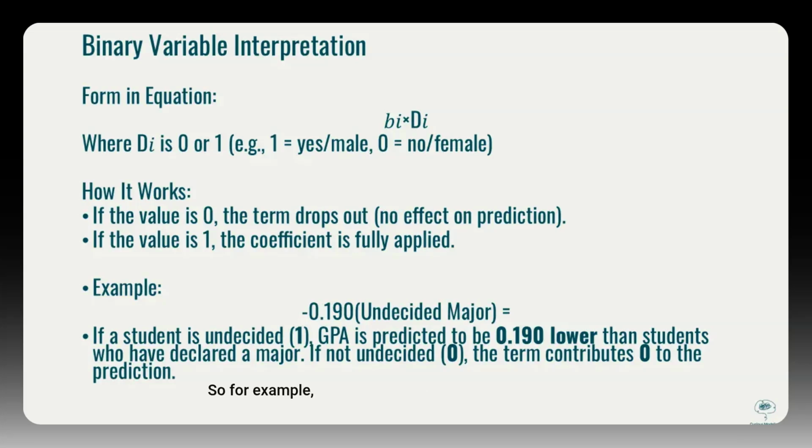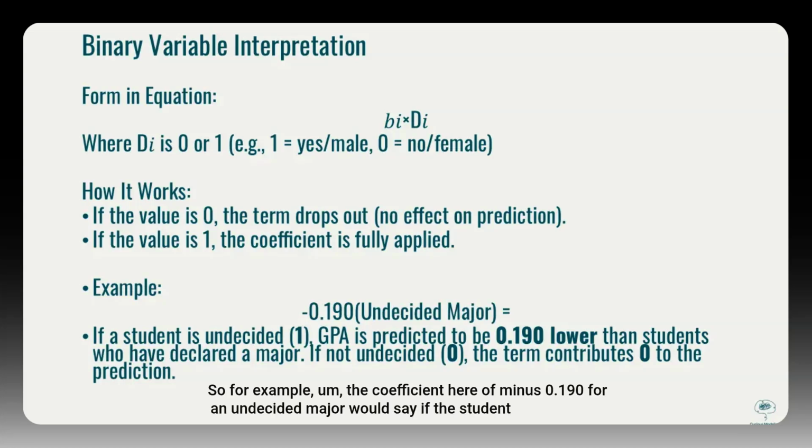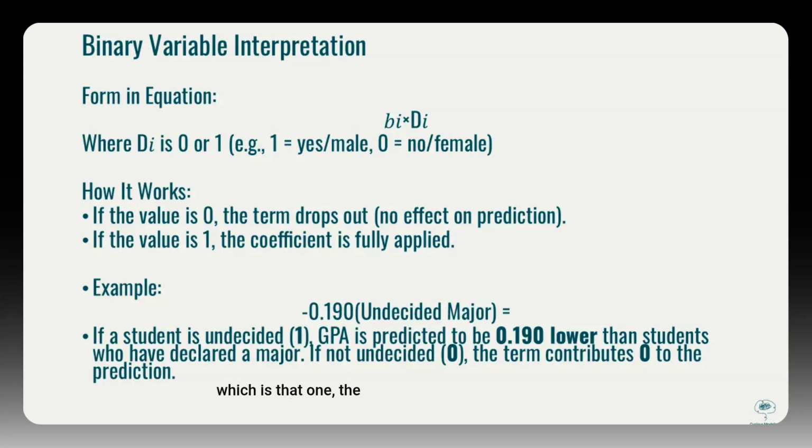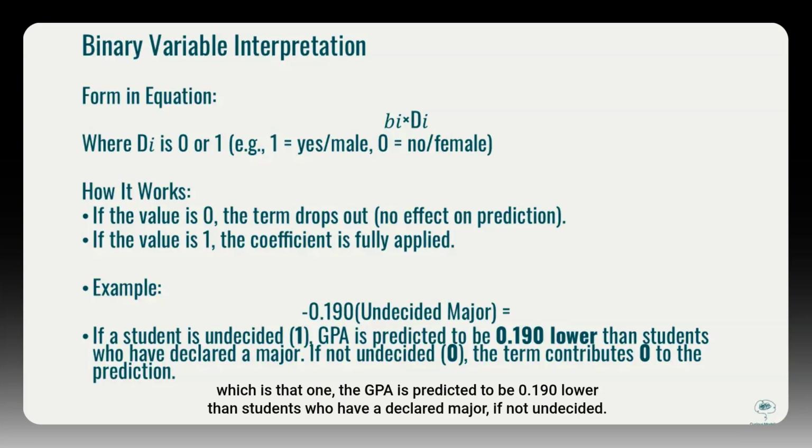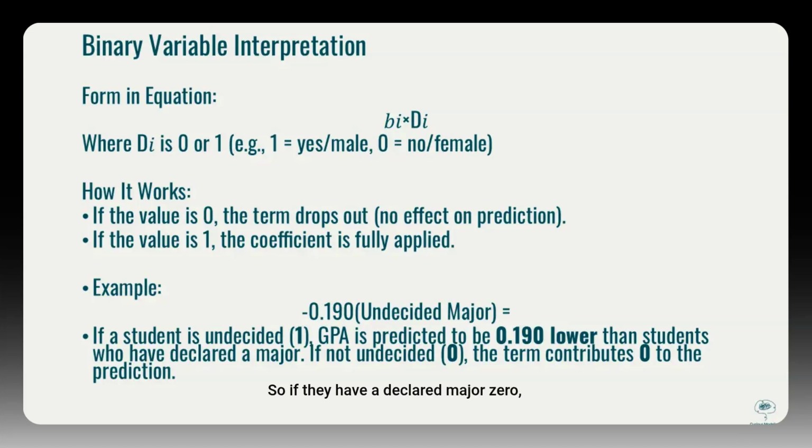So for example, the coefficient here of minus 0.190 for an undecided major would say if the student is undecided, which is that 1, the GPA is predicted to be 0.190 lower than students who have a declared major. If not undecided, so if they have a declared major, 0, the term contributes 0 to the prediction itself.